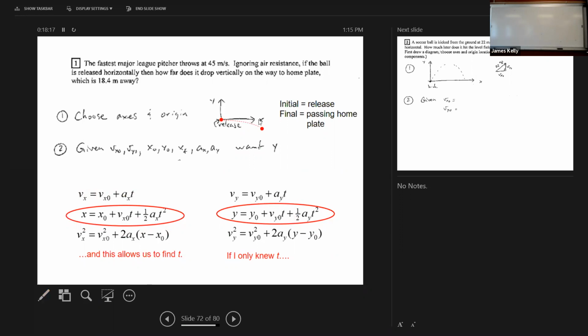In my coordinate system, y final is negative. If you're answering someone who says, how far does it drop, you usually wouldn't give a negative answer. So I would tend to just throw away the minus sign. I'm expecting a negative y final in my coordinate system, but I would tend to just answer as a positive number.